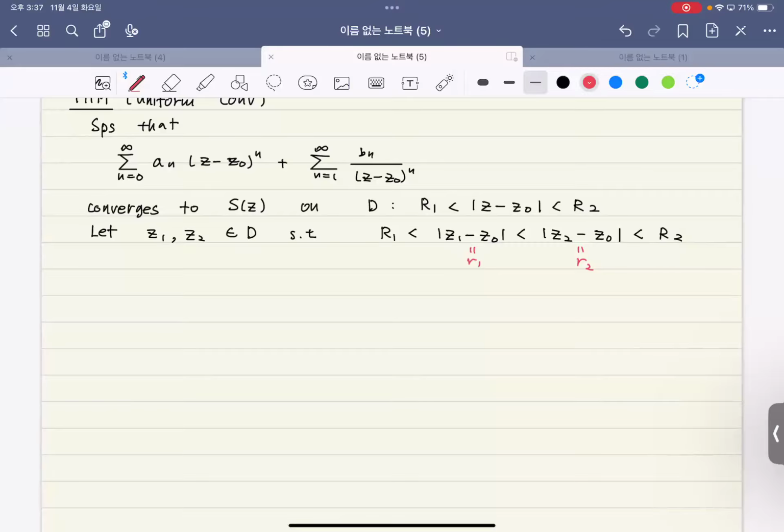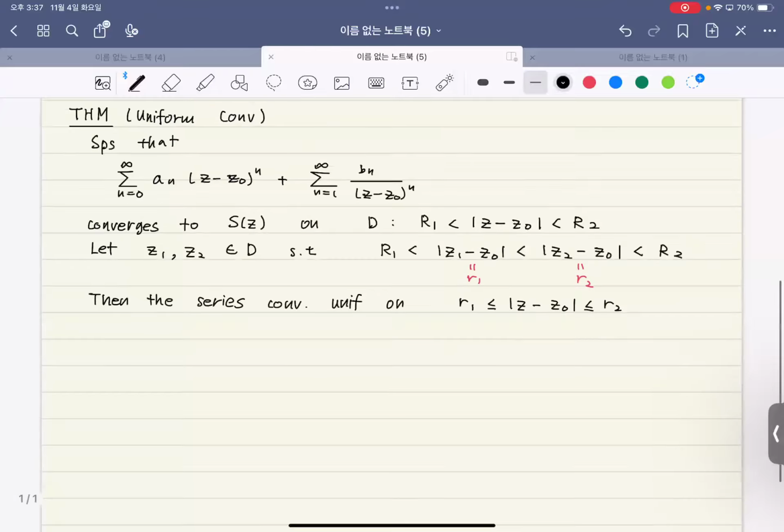Then what is the conclusion? The series converges uniformly to s of z on these closed annuli. Maybe a nice picture will help. I hope this might help you understand the theorem.